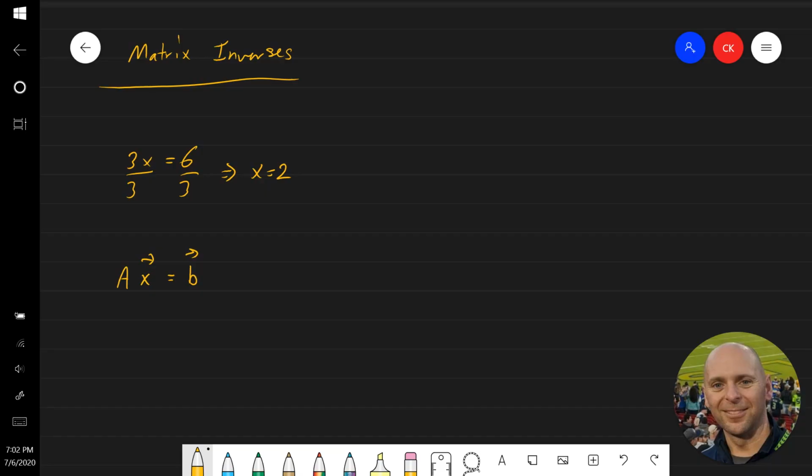But the good news is that when we do division, there's actually an inverse process. So the inverse process involves multiplication. So we can take 1/3, which is the inverse of 3, times 3, and multiply 1/3 on both sides, and end up with the same result. Because 3 times 1/3 is 1, times x equals 2, and of course 1 times x is x.